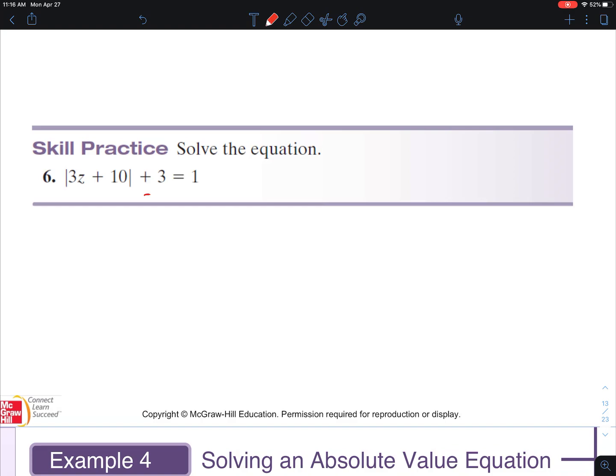For this one here again, if I subtract 3 from both sides, I get that the absolute value of 3z plus 10 is equal to negative 2. So there, again, there's no solution, right? Just remember that.